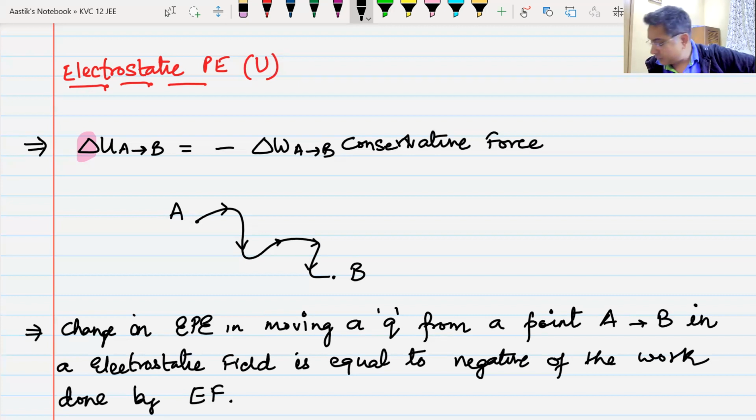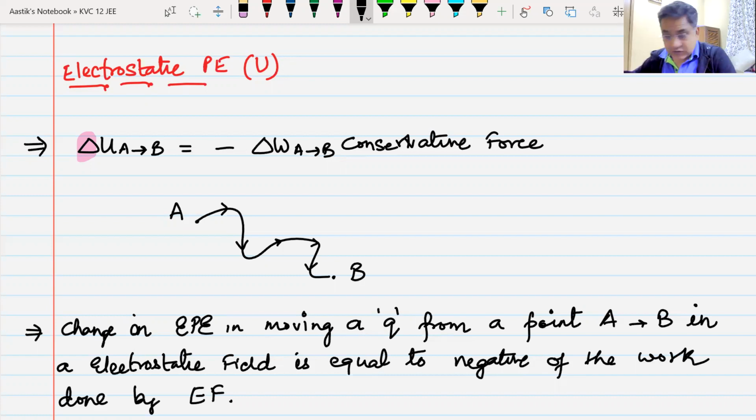Electrostatic force is going to move the charge from point A to point B. The change in electrostatic potential energy is negative of the work done by this force. Do we understand this? That is the best way in which I can define this, or it is defined.